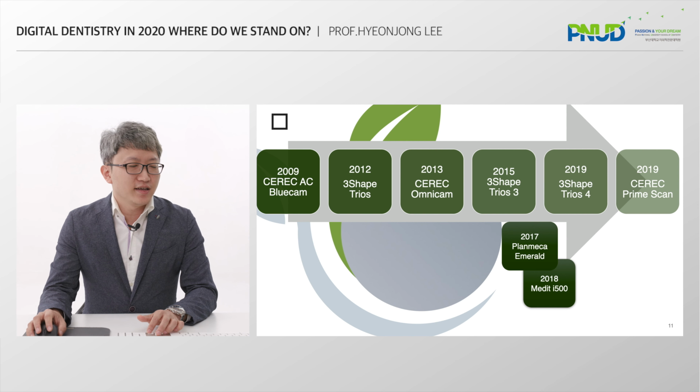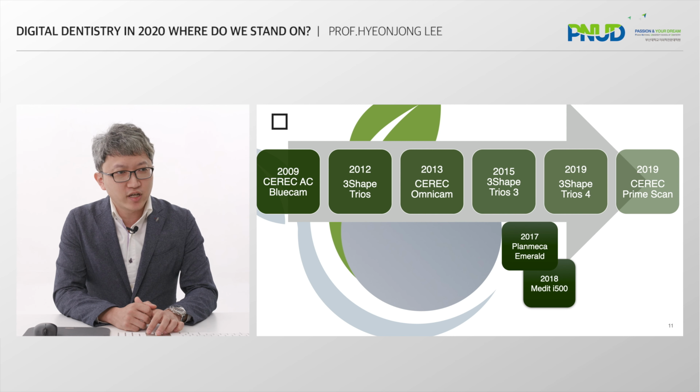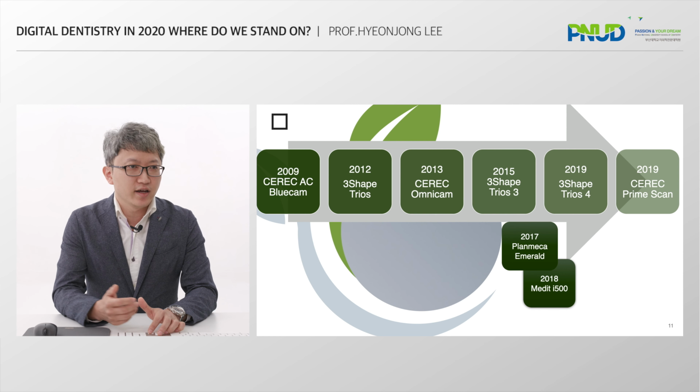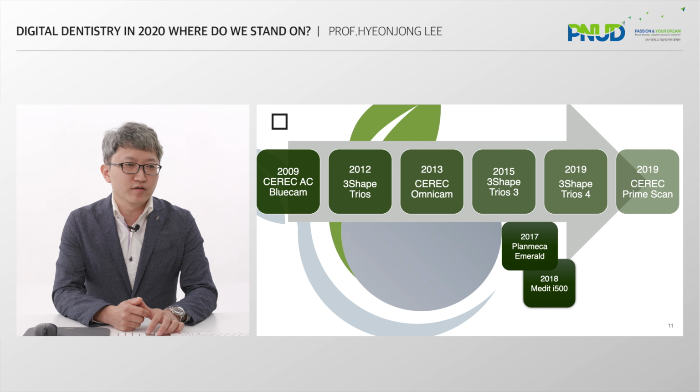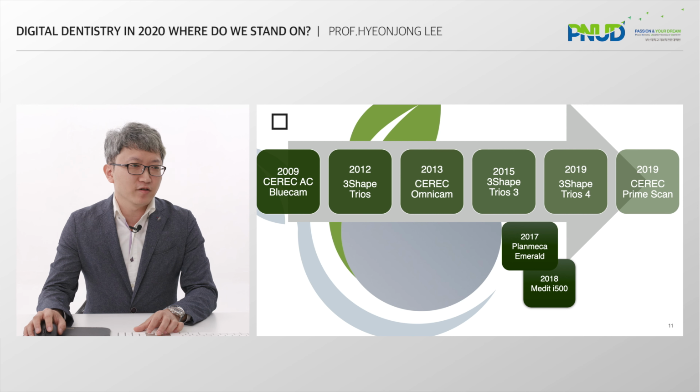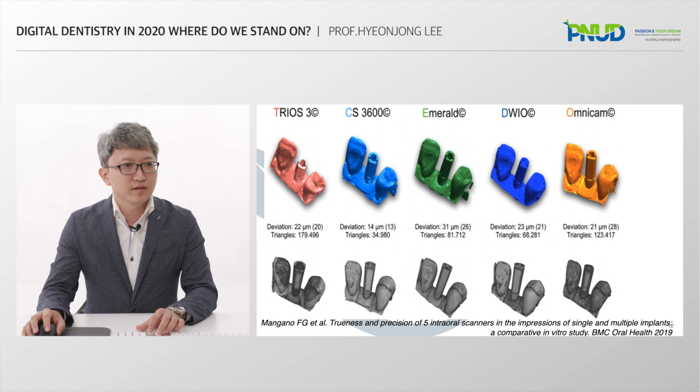These days, there are many systems like the 3Shape TRIOS. TRIOS 3 and TRIOS 4 are, I would say, the world-leading equipment as intraoral scanners. The Primescan of the CEREC system is also very good. And there are so many scanners, as you know, like the 2018 Medit i500 and Planmeca.